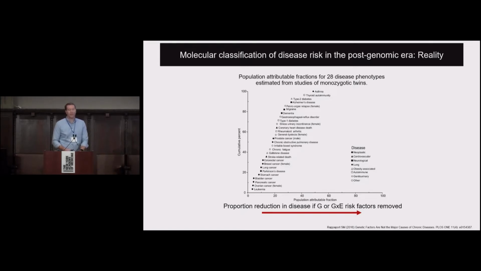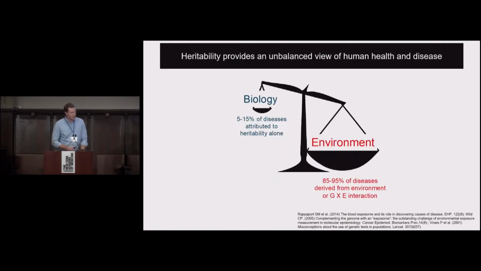So what this is telling us is there are a lot of other factors that contribute to our risk for disease, and many of these arise from environment or lifestyle factors. Our current estimates suggest that really only about 5 to 15% of diseases are attributed to heritability alone. The other 85 to 95% are derived from a combination of our environment, lifestyle, and its interaction with the genome. So if we're only considering genetics when we're trying to evaluate risk factors for disease or predict disease, we're really taking an unbalanced view of human health and disease.